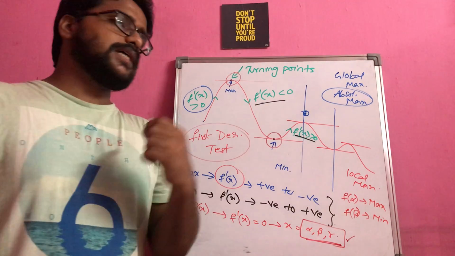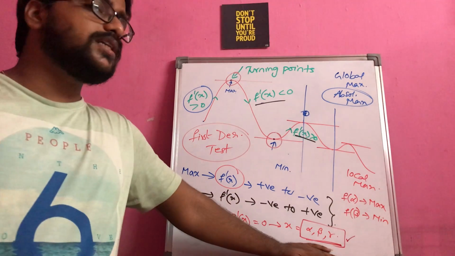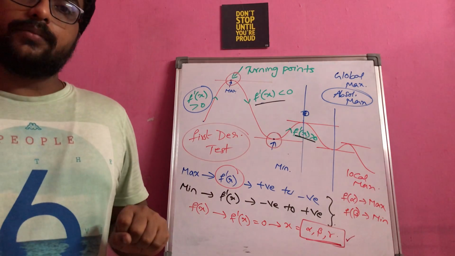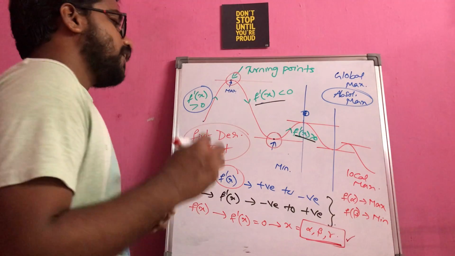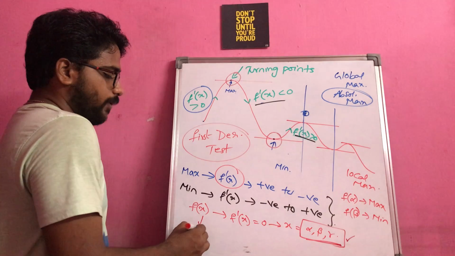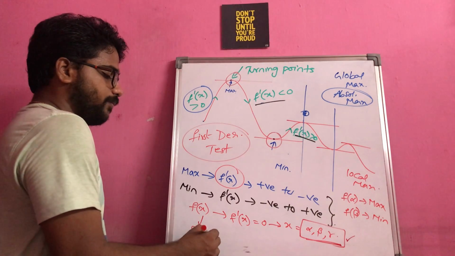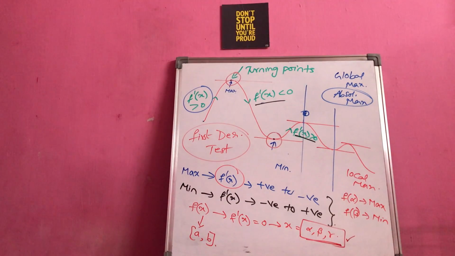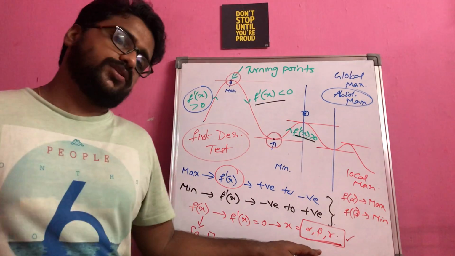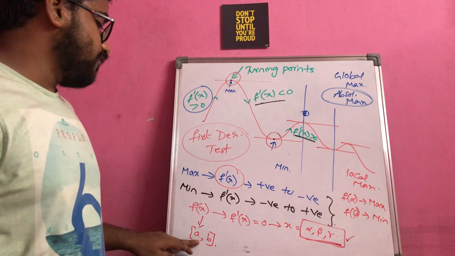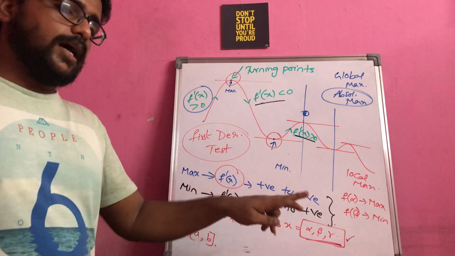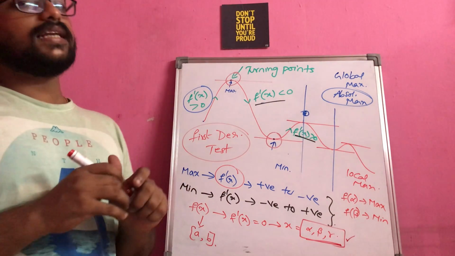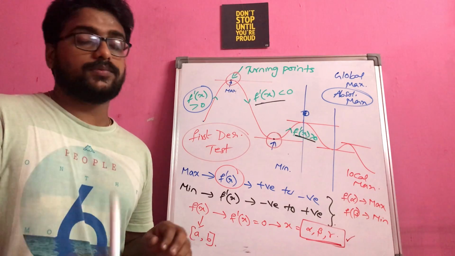In this particular case, alpha, beta, gamma, as I am taking only these values into consideration, I am taking this as a local maximum, local minima. For example, if I give you for this particular function the domain as a comma b, and you are getting alpha, beta, gamma as the roots, then if you are checking the function value at a, alpha, beta, gamma, at b, and looking for the maximum value, it is called an absolute maxima or absolute minima.